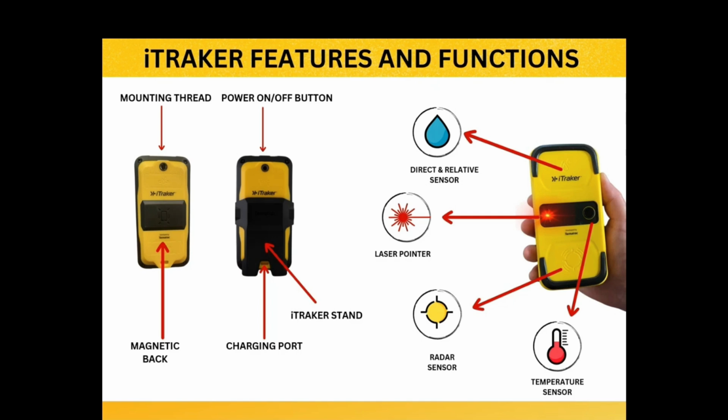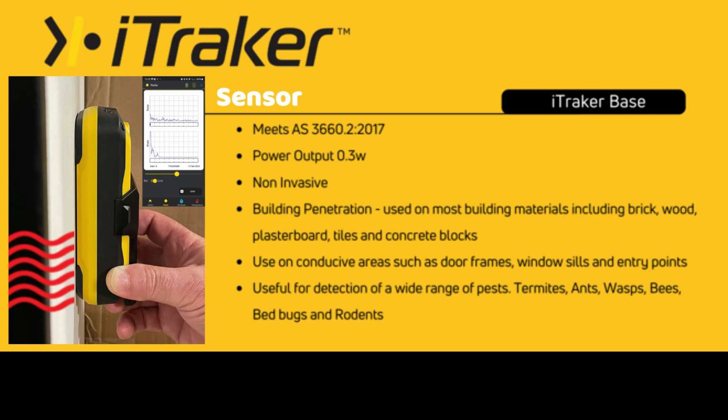I think one of the first things we want to look at is the sensor. This is going to be the radar type of system. As you can see here, the eye tracker sensor meets Australian Standards 3660.2 2017. Power is going to be an output of 0.3 watts. It's non-invasive, with building penetration used on most building materials, including brick, wood, plasterboard, tiles, and concrete blocks.